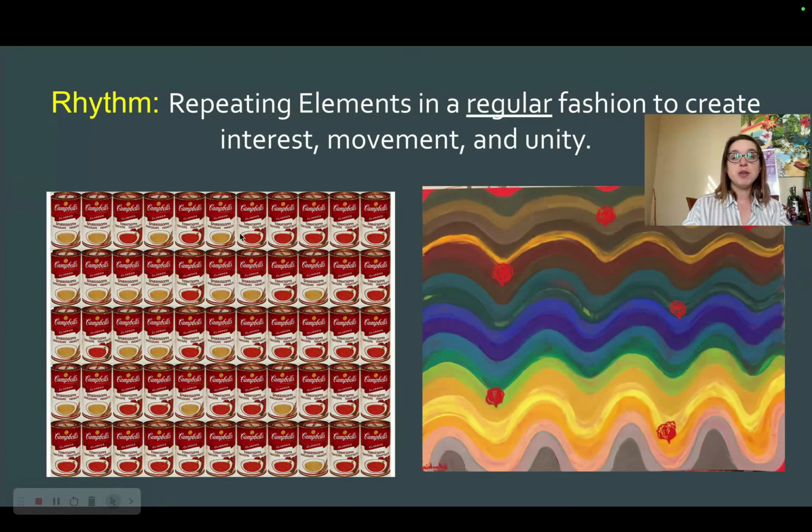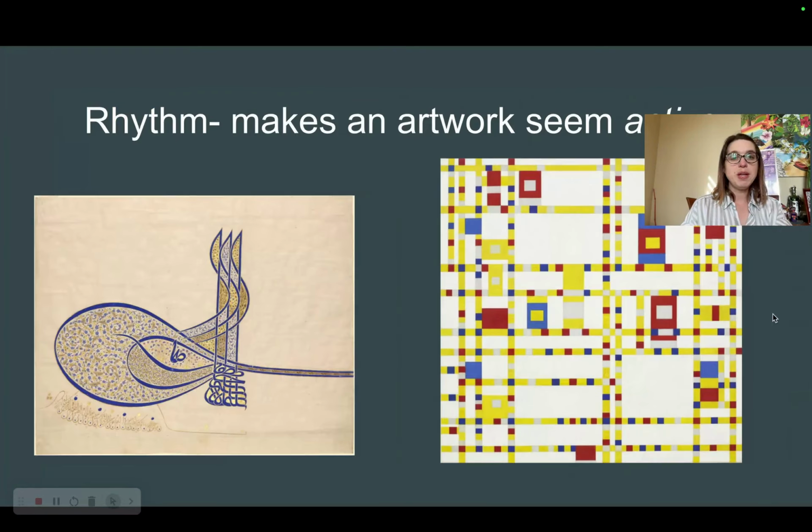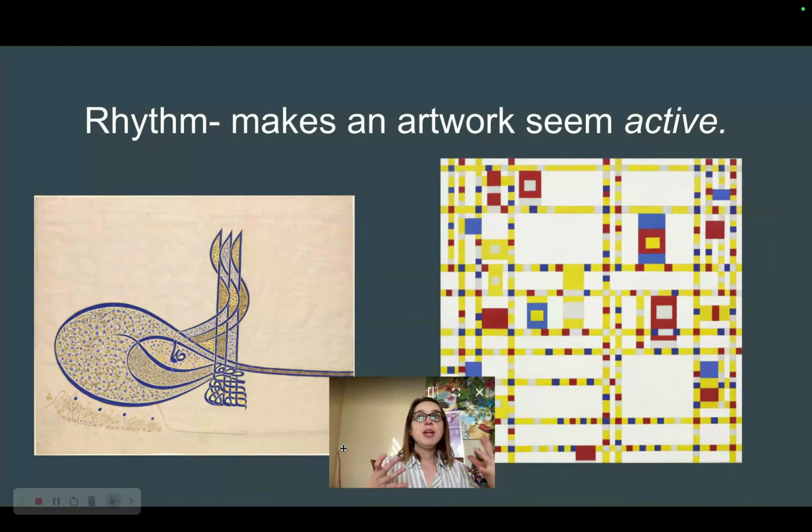So here there's a sense of rhythm due to the repeating Campbell soup cans. Here there is a sense of rhythm due to the way the lines kind of bounce around across the painting. When we have rhythm, it just looks like things look active in the artwork. Things are moving around.